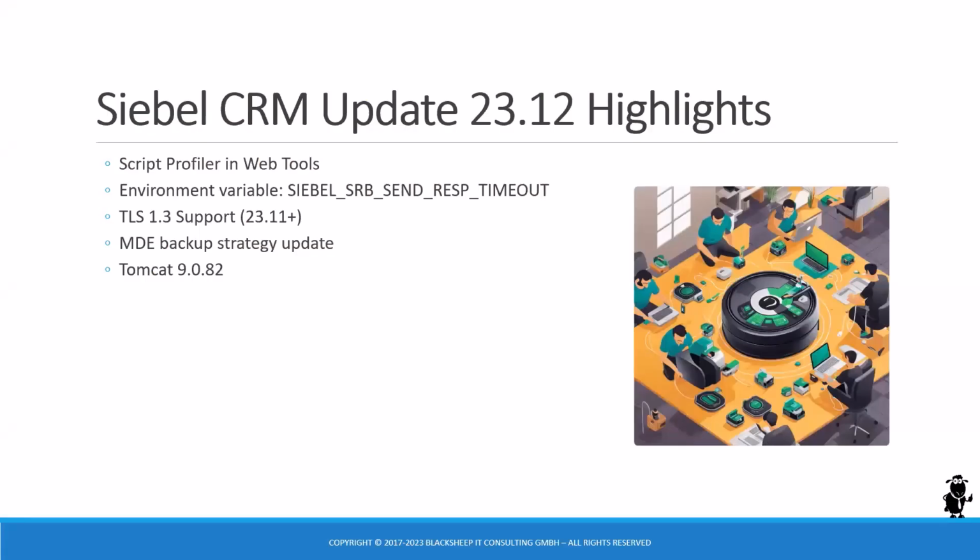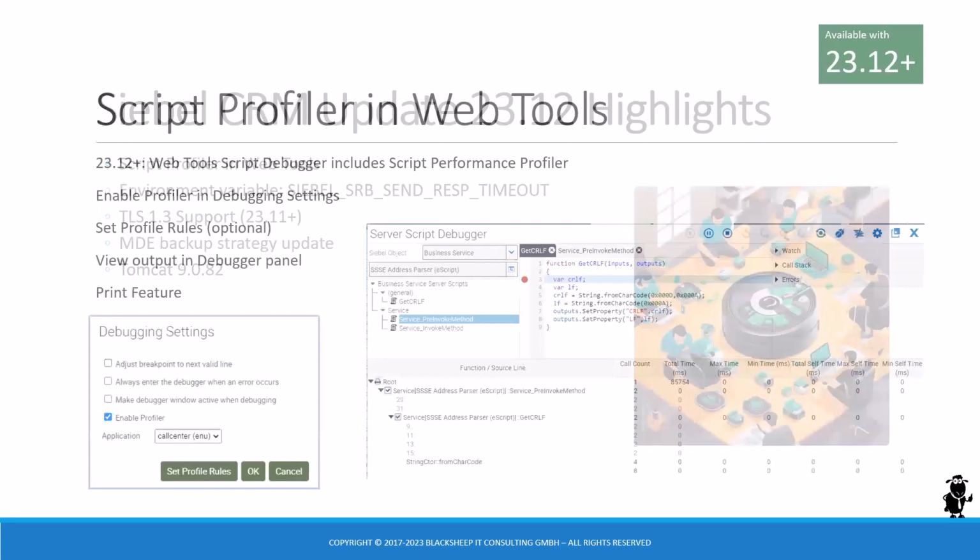So there are a few things that Oracle delivered in 23.12. One of the most notable is the Web Tools feature named Script Profiler, which is an existing feature in Siebel Tools and now moved or copied over to Web Tools. Then there's an environment variable to talk about, TLS 1.3 support. The MDE behaves differently. If you haven't done your update yet, be prepared for that. And we have Tomcat 9082 with 23.12. So the security people will love that information.